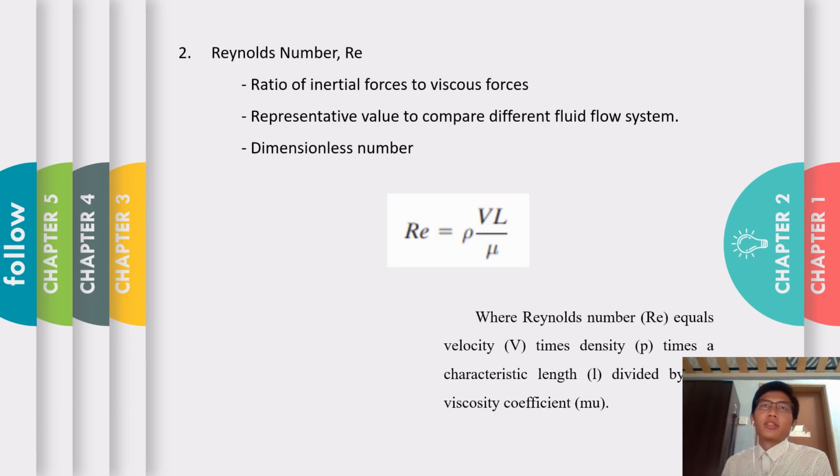The next concept we need to understand is the Reynolds number. The Reynolds number is the ratio of inertial force to viscous force. In a free flow system, the Reynolds number is very important because it is used as a representative value to compare between different free flow systems. The Reynolds number is a dimensionless number. The formula is Reynolds number equals velocity times density times length, divided by mu.